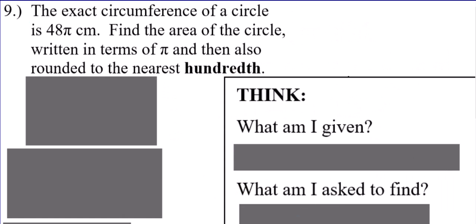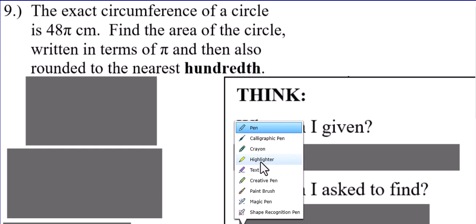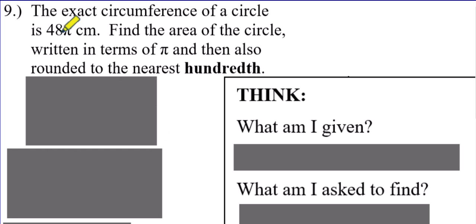Okay, I had told you to leave 9 and 10 not done yet because we were going to do them together. Now is the time. Let's check it out. The exact circumference of a circle is 48 pi. Well, that's unique. They gave me the circumference not as just a whole number or decimal, but a whole number times pi. That is important. That's not something you can ignore. Find the area.